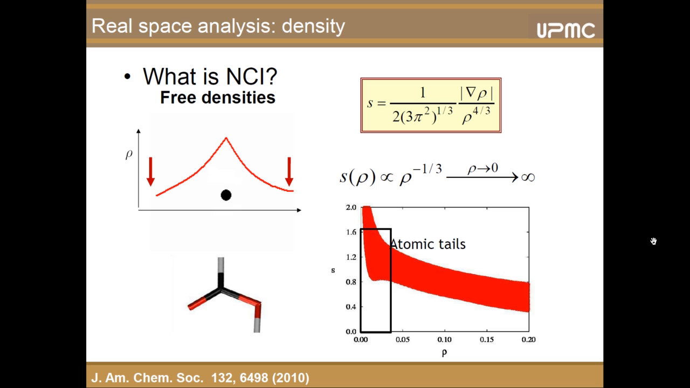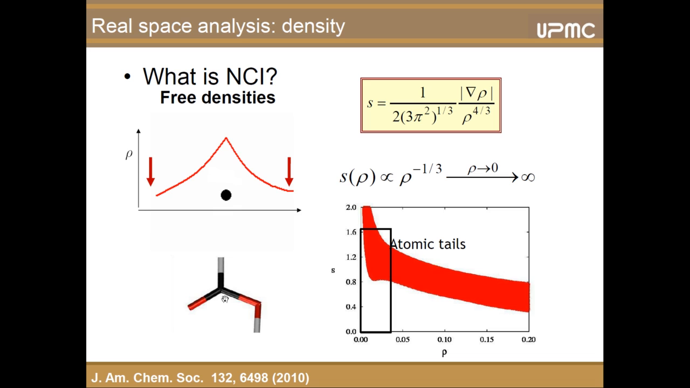Let's imagine an atom or a molecule, and the density will fall off as we get out of the atom or the molecule. It can be shown that the reduced density gradient behaves like rho to the minus 1/3 as the density goes to zero. So as the density goes to zero, the reduced density gradient goes to infinity. In other words, if we plot the reduced density gradient in terms of the density, as the density goes to zero, this explodes and goes to infinity.